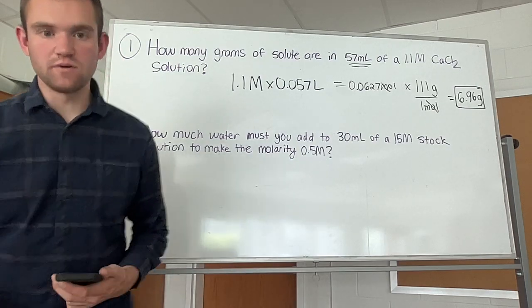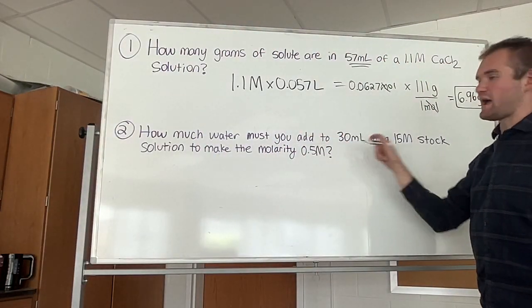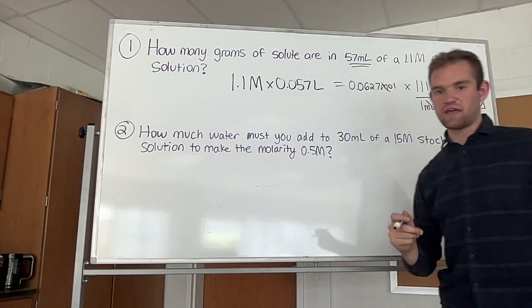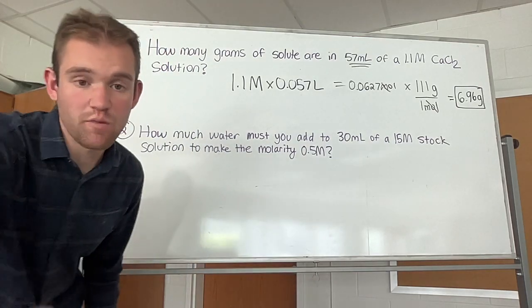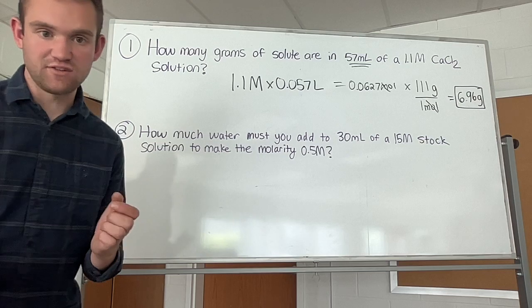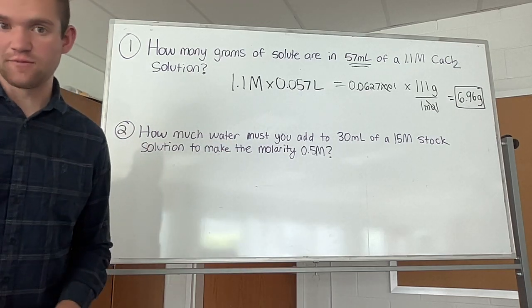Let's look at our second one. How much water must you add to 30 milliliters of a 15 molar stock solution to make the molarity 0.5? So in this case, we have a dilution. We're basically taking a stock solution, which means very, very concentrated, and we're pouring water into it till it dilutes. How much water? Let's find out.